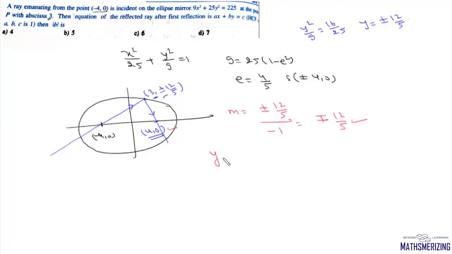So the equation of the reflected ray will be y minus 0 equals minus plus 12 by 5 into (x minus 4). So it will be 5y, and we'll take this plus minus to the left hand side. So it will be minus plus 5y equals 12x minus 48. So this equation will be 12x plus minus 5y equals 48. So what is the value of mod b? The value of mod b is simply 5, and that's your option number B.